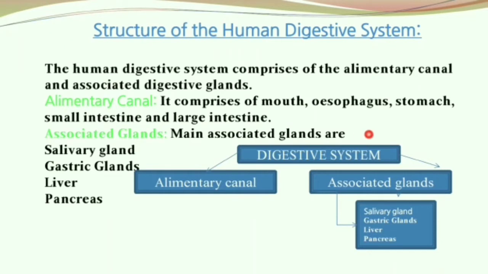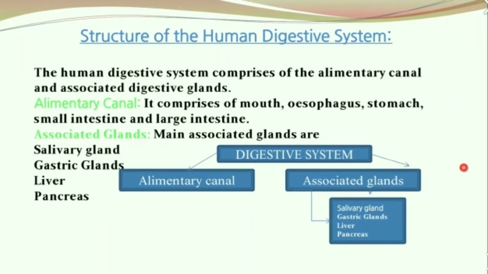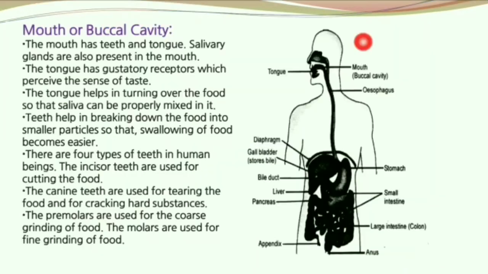The parts of the alimentary canal play a major role in digestion. The associated glands, or the accessory glands, lie outside the alimentary canal. Under this, we will be learning about teeth, tongue, salivary glands and the esophagus.